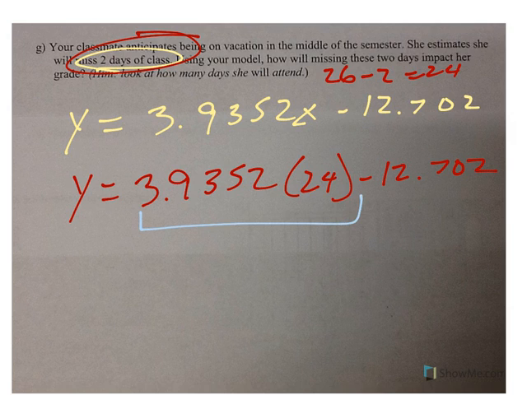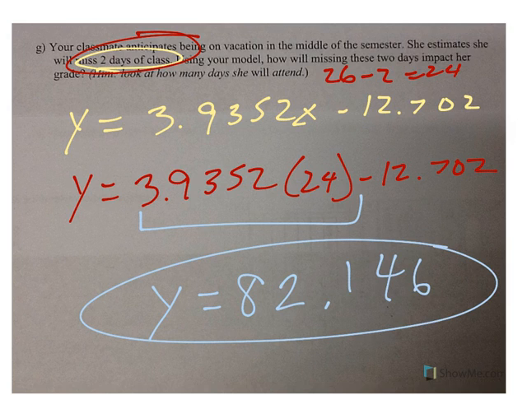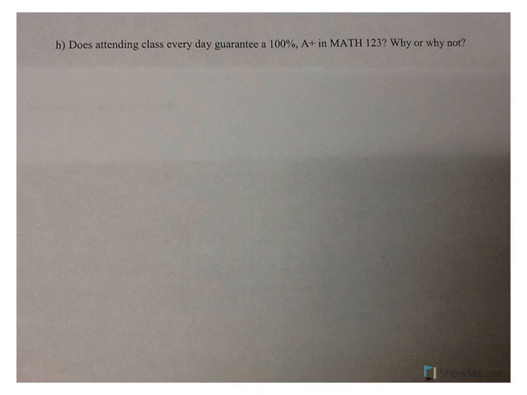So you multiply these first, then subtract 12.702. We would estimate she will earn an 82.146. It's going to drop her letter grade pretty much from an A to a B. Missing 2 days is going to drop it almost 8 percentage points, and that's pretty much what she dropped down below an A. So it is what it is.